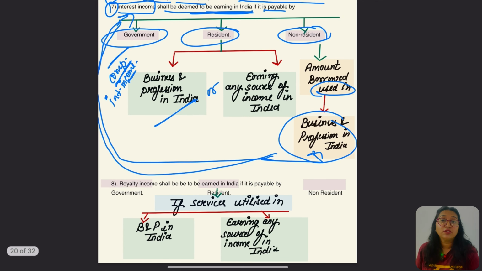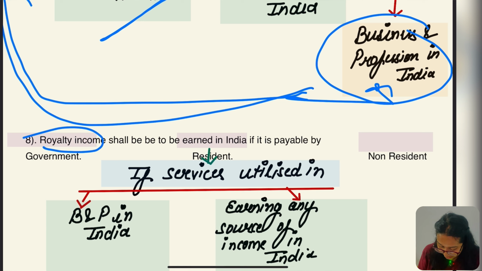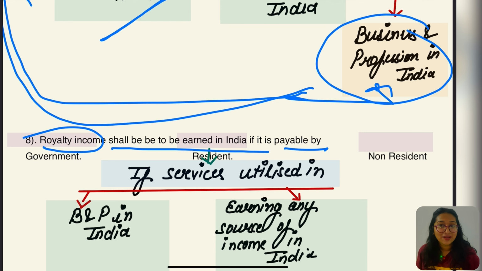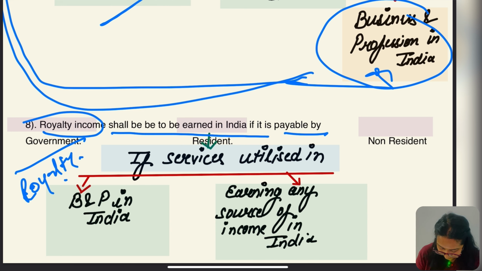This would be similar for 2 other cases. Let me explain. The other one is royalty income. Royalty income shall be deemed to be earned in India if it is payable by government, resident, and non-resident. In case of government, if royalty income is due, then that would be income deemed to be earned in India.